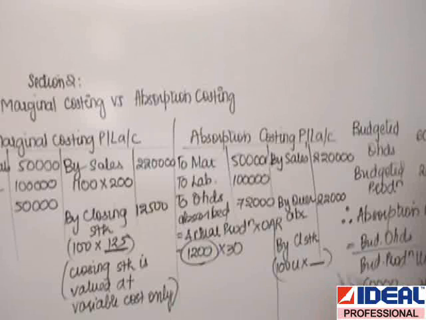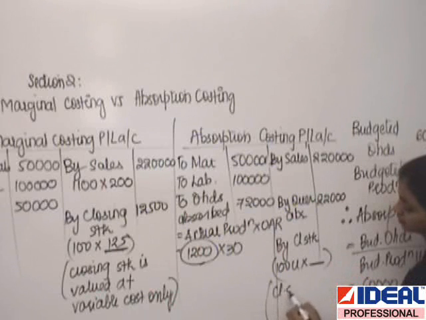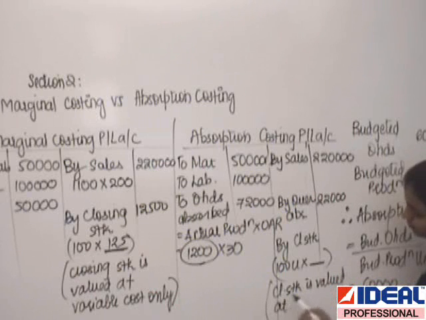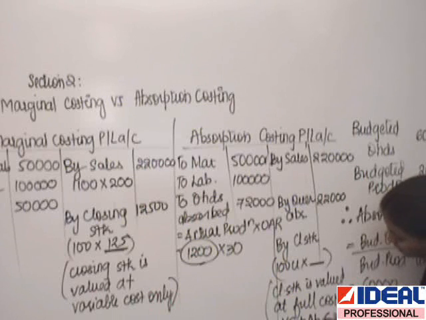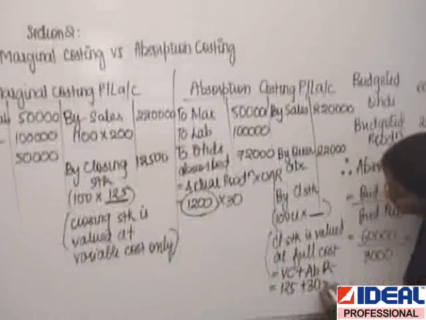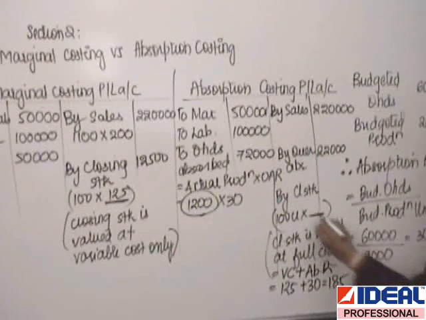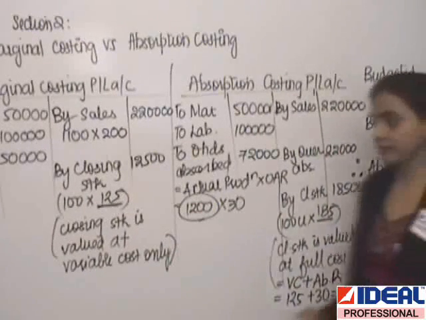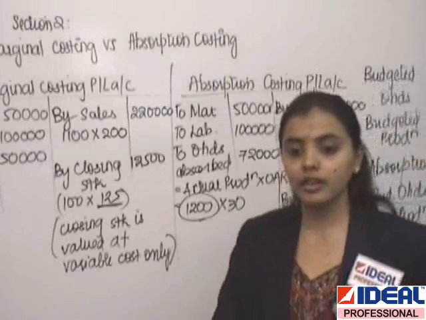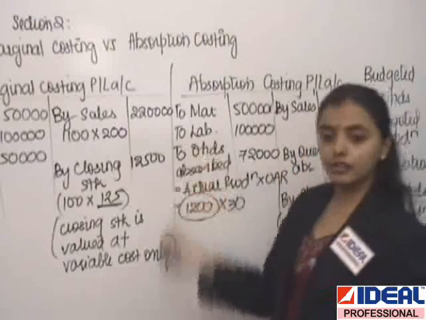Whereas in absorption costing, your closing stock is valued at full cost. अब ये full cost क्या है? What is this full cost? It is variable cost plus absorption rate. Variable cost is 125, absorption rate is 30. 185 हो गया rate. It will be valued at 185, 18,500 rupees. Right? 18,500. Let's find out the profit now.